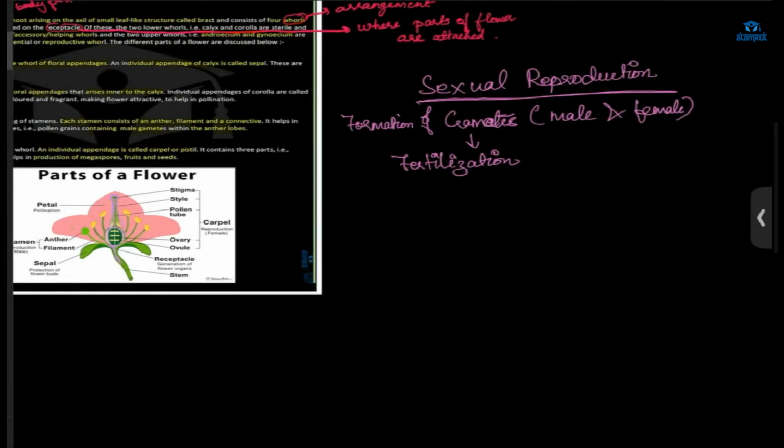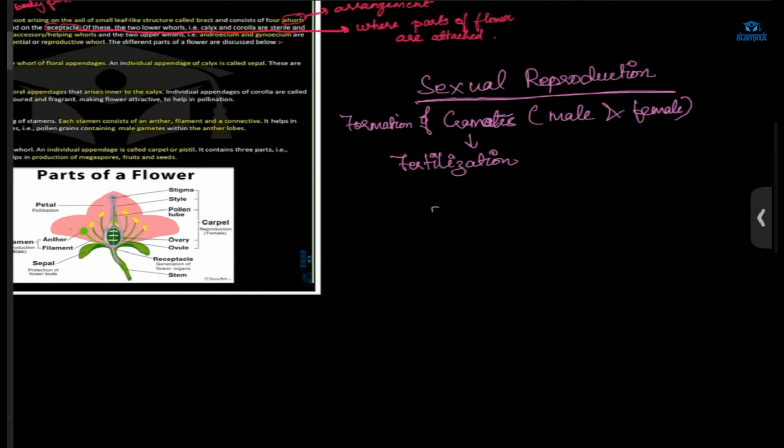In the formation of gametes, what is the condition? The individual cells are in 2n condition. For the formation of gametes, it becomes n set of chromosomes. This cell division is known as meiosis. It happens in the formation of gametes.